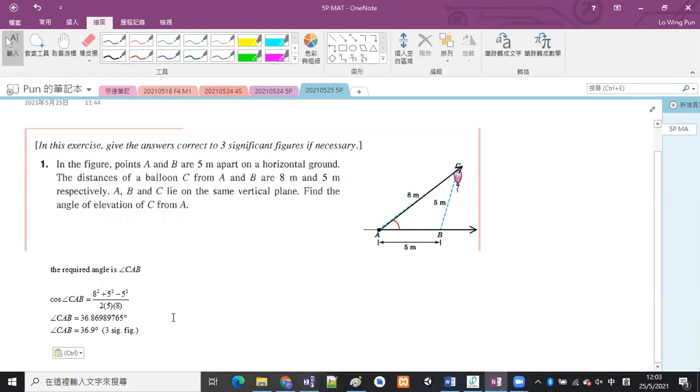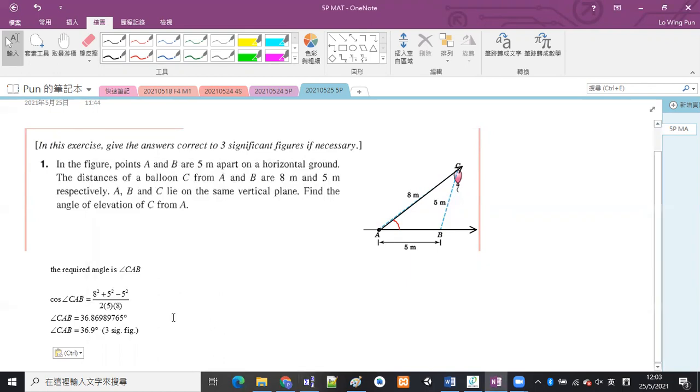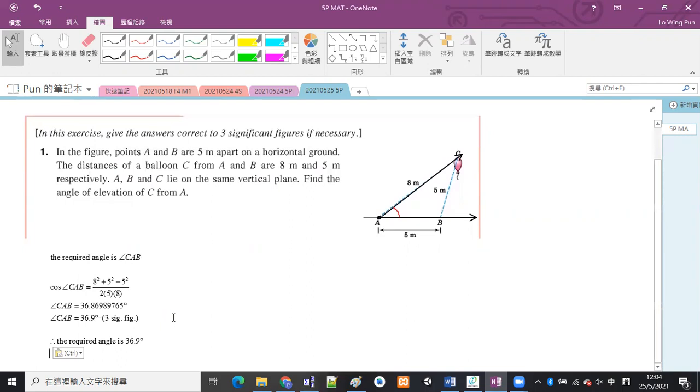And maybe we still write down the conclusion one more time at the end of the question. Therefore, the required angle is 36.9 degrees. Okay. To make sure we get the answer mark.